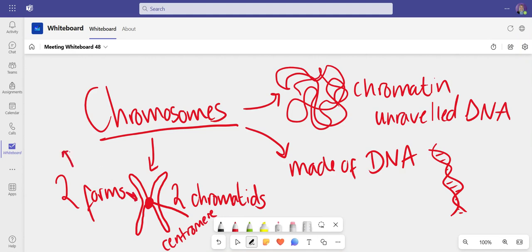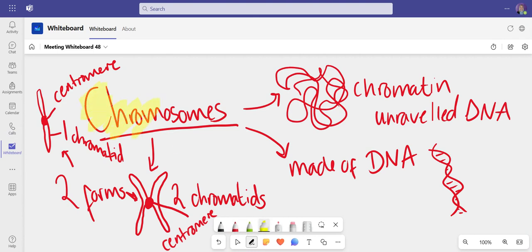Now the other form, so this is form number one, if you like. The other form that they can be in is this form, where we've still got the centromere in the middle, but this time we've only got one chromatid instead of two. So we've got this form where we've got two chromatids and a centromere. The centromere is just joining the chromatids together, which makes the X shape, which is the most famous shape. And we've got this type here, which is only one chromatid with the centromere.